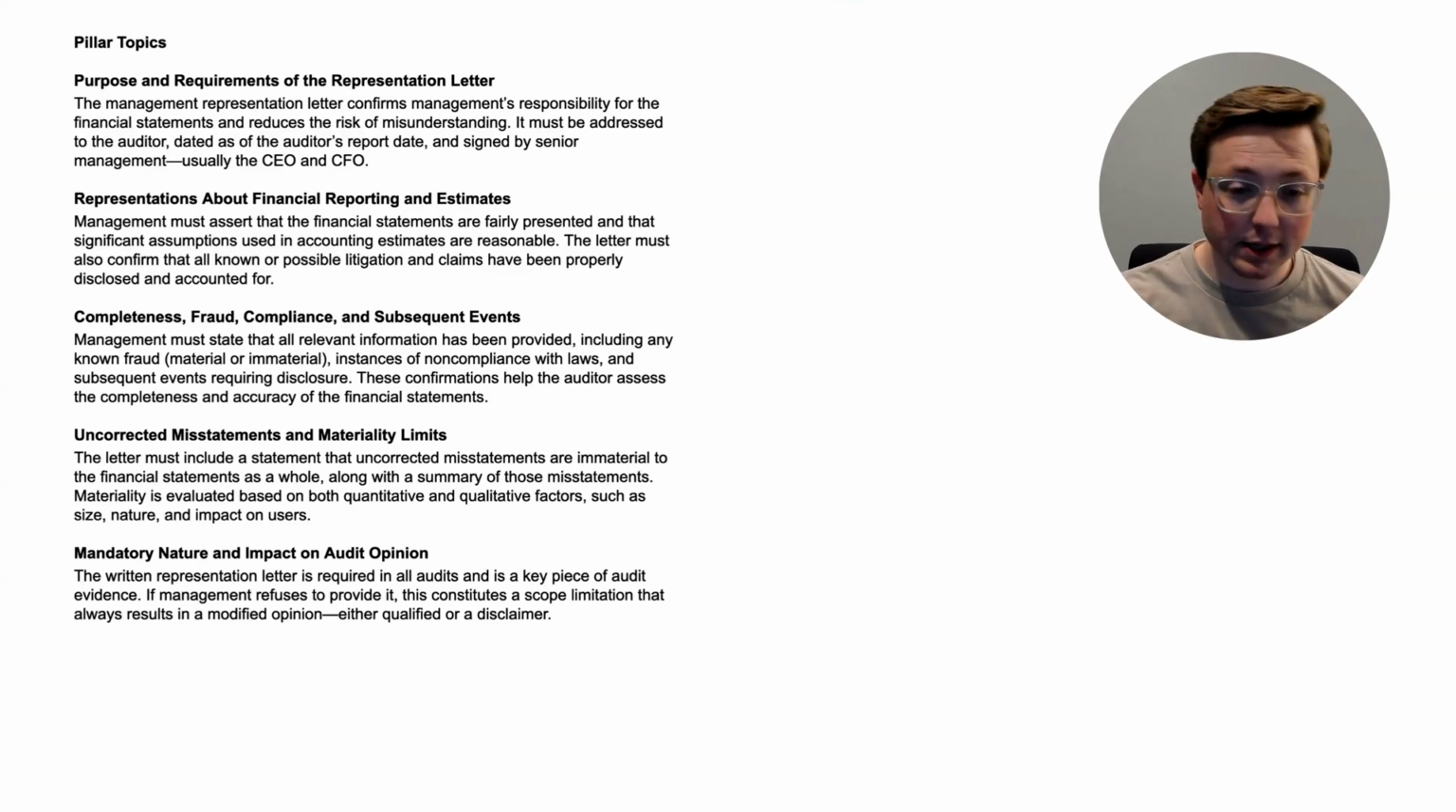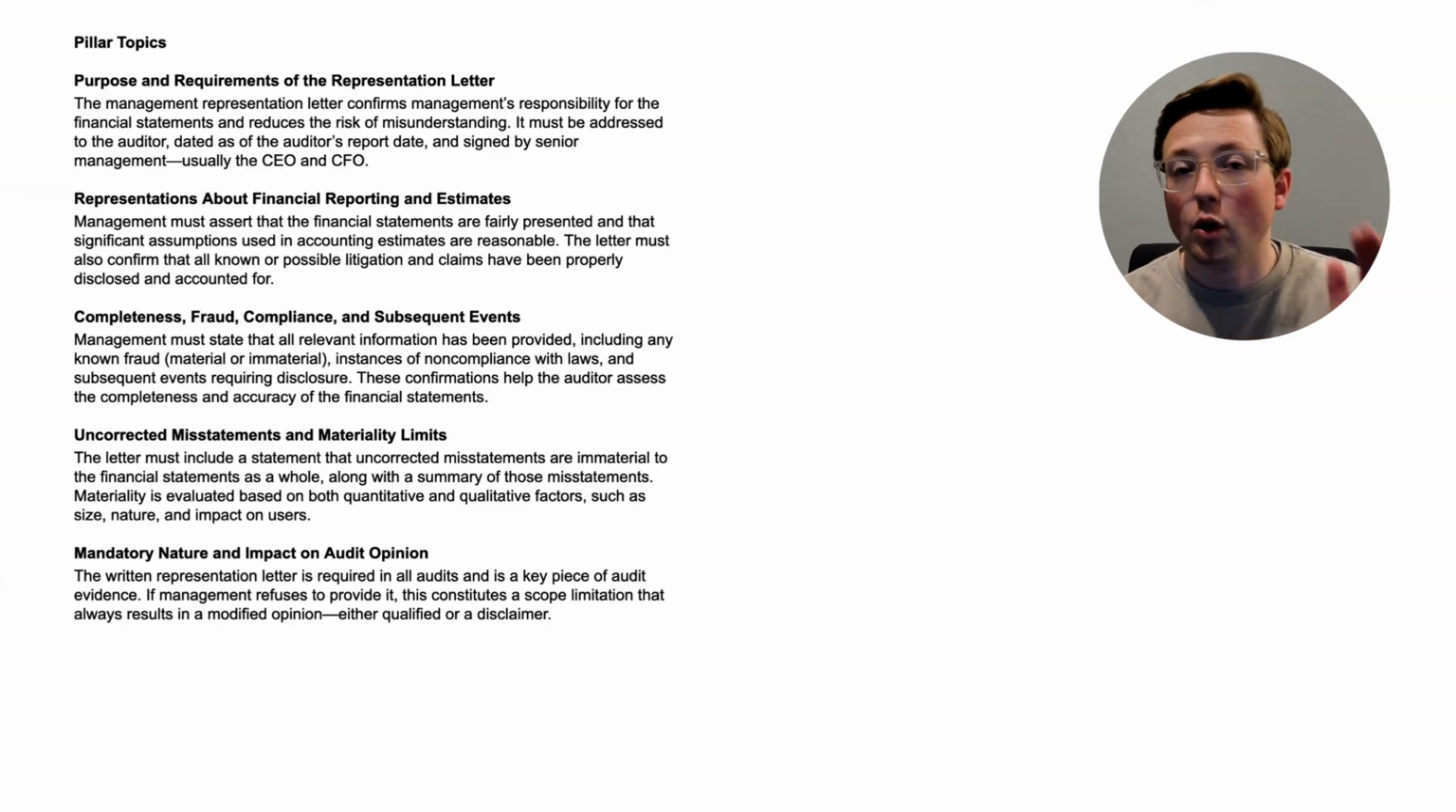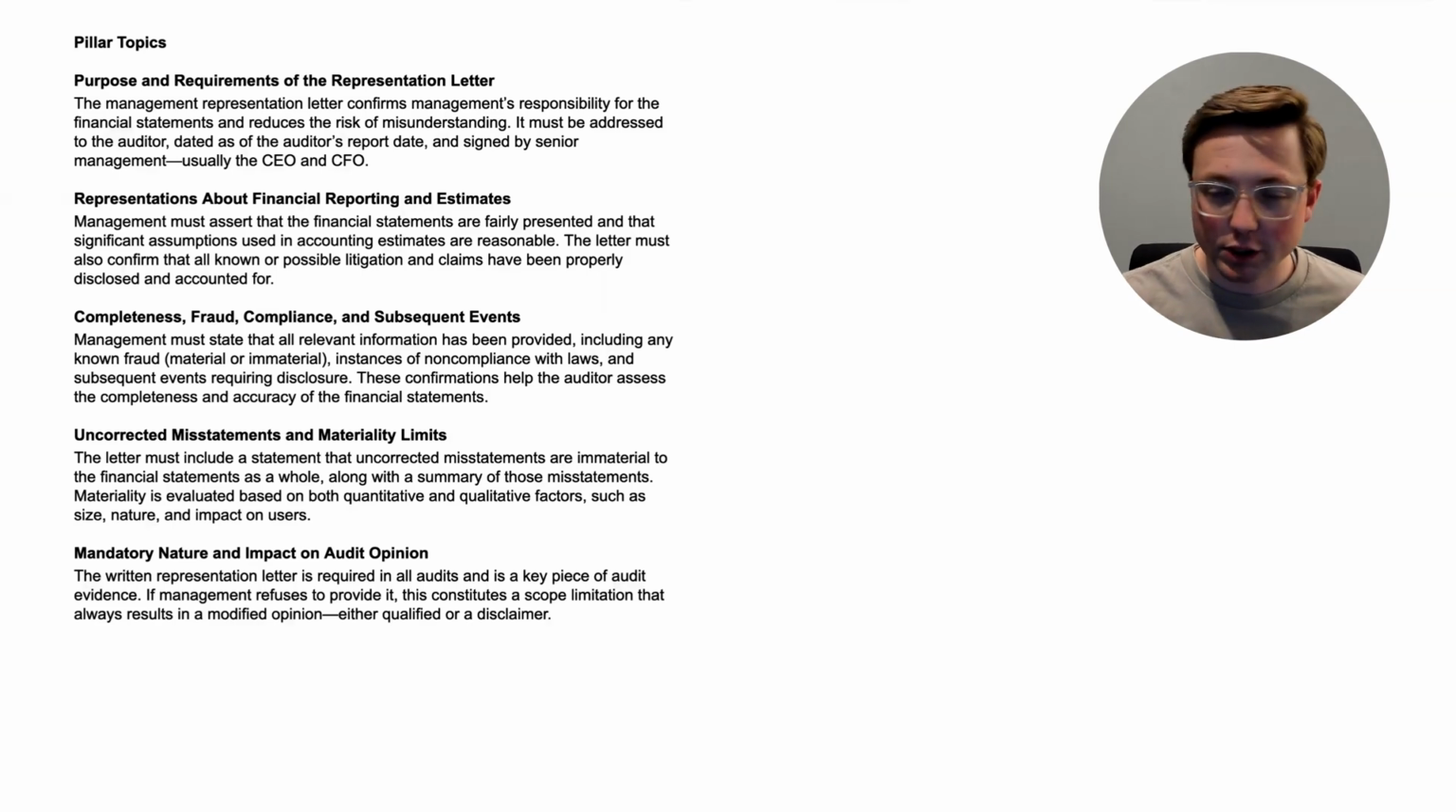Now let's talk about the completeness, fraud, compliance, and subsequent events. Management must state that all relevant information has been provided, including any known fraud, whether it's material or immaterial. And remember, when it comes to the materiality of that, you have to report all fraud, whether it's material or immaterial, when it's related to management or people who have control over the internal controls, or employees who have a lot of control over the internal controls, or only if it's material for other employees. You don't have to report immaterial fraud for employees who aren't management or who don't have a lot of control over the internal controls. So I just want to make sure that's clear.